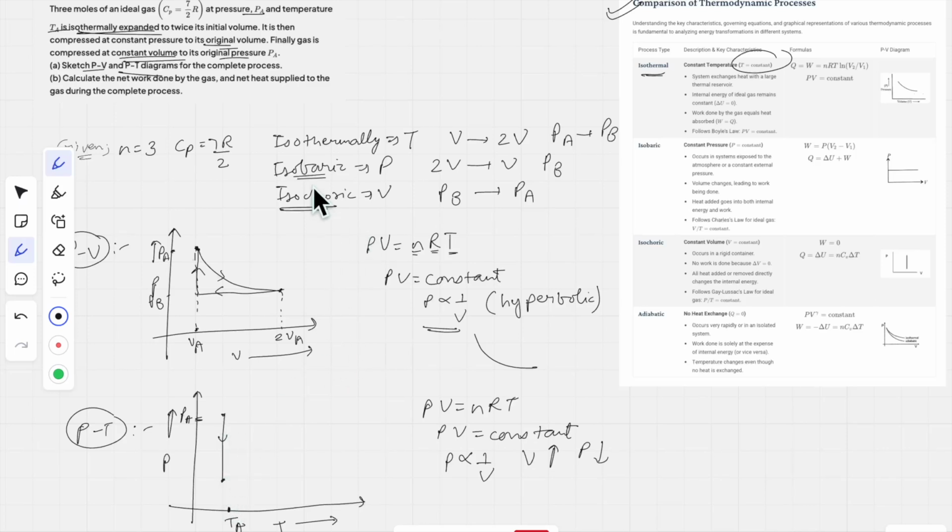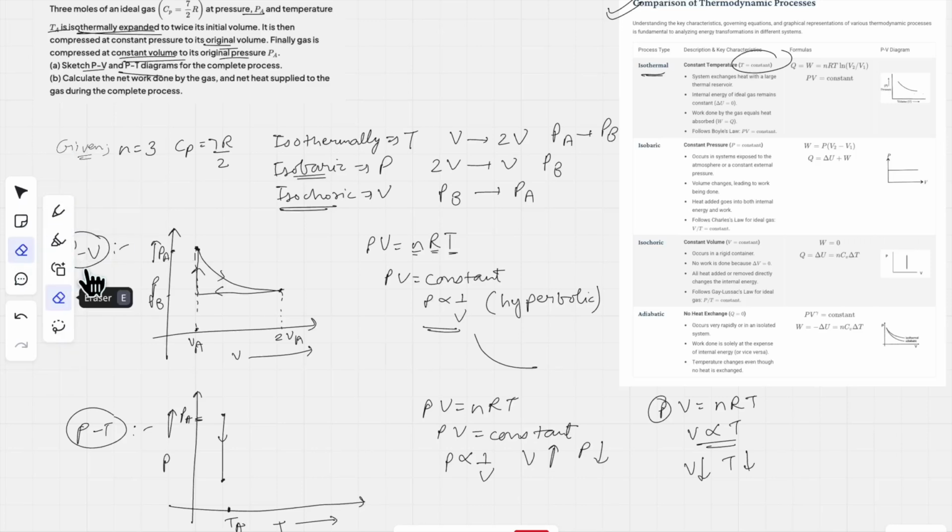Then my next process is isobaric. So again it would be a straight line, but volume is decreasing from 2V to V. So again let me write the gas equation. PV equals nRT. In this process P is constant, so V is directly proportional to T, which means it would be a straight line equation. But since volume is decreasing, temperature will also decrease, and it would be a straight line, which means I should go like this.